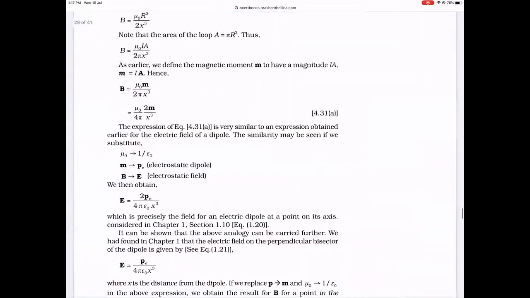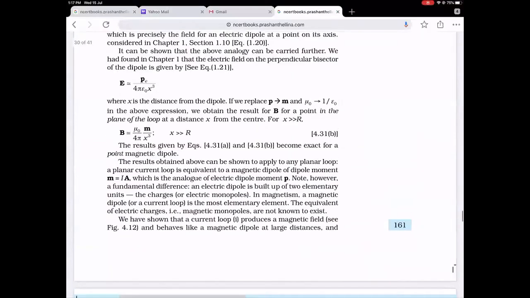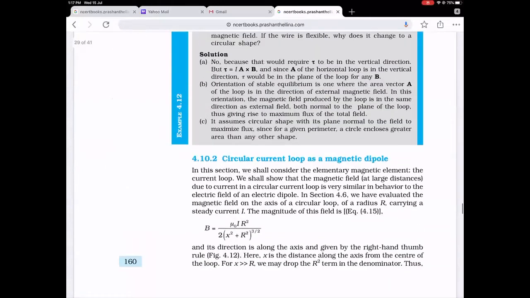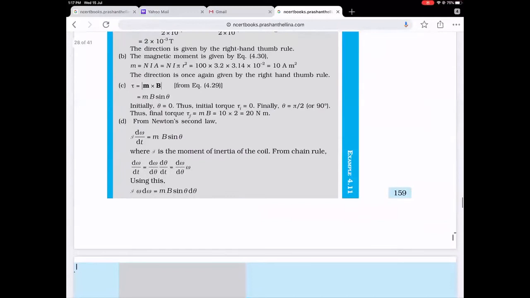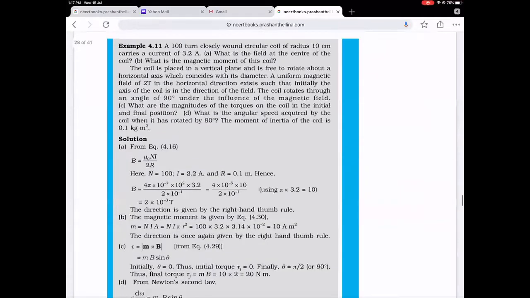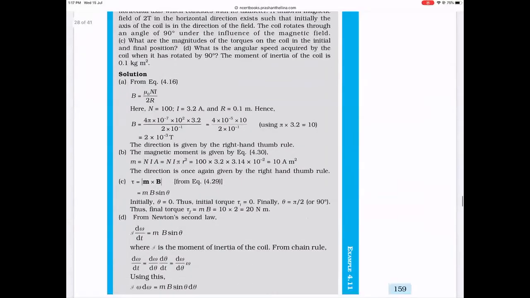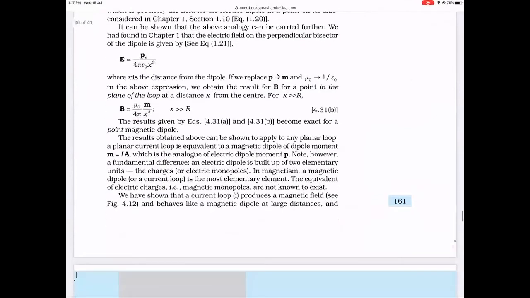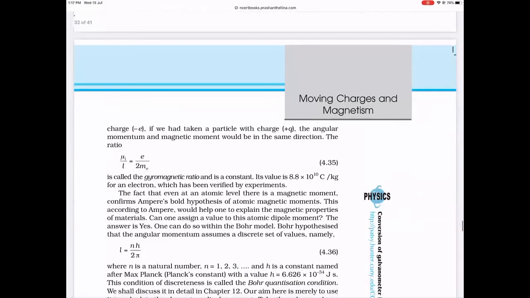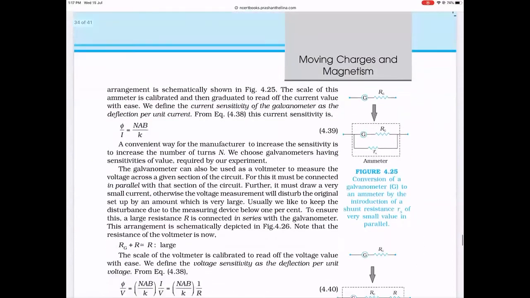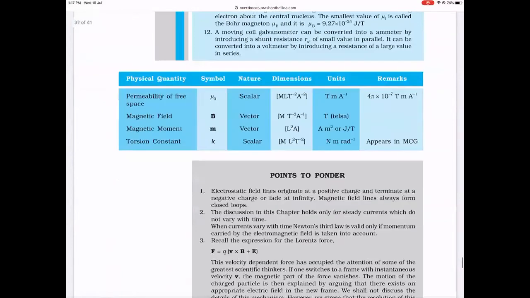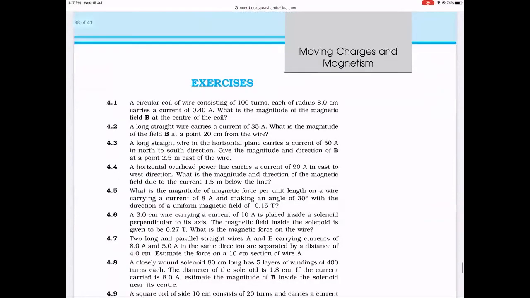Oh, we have not done magnetic dipole moment of electron. We have not done circular current carrying loop in a magnetic field. I don't know, I can't remember. The moving coil galvanometer. Oh, I didn't know that moving coil galvanometer is the last part of the chapter.